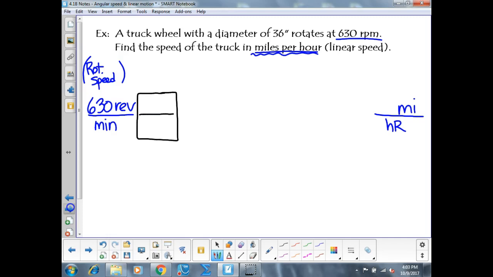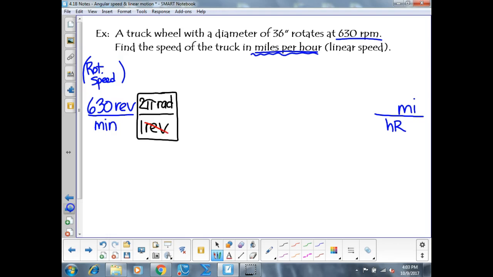So my conversion rate from rotational speed to angular speed is the fact that every time I go around 1 revolution, my angle has changed 2 pi radians. So my factor label method is going to tell me I want 1 revolution in the denominator so I can cancel that revolution. And then in the numerator, I'm going to have 2 pi radians.